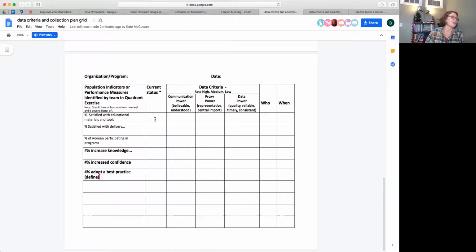So we would go through and say, okay, the percent satisfied with education. Let's not do the how well are we doing. Let's do the increased knowledge. So from a perspective of increased knowledge, is this a good communication tool? Would people understand it? Does it get close to our theory of change, at what we do and the impact of what we do? Is that a high, a medium, or a low?